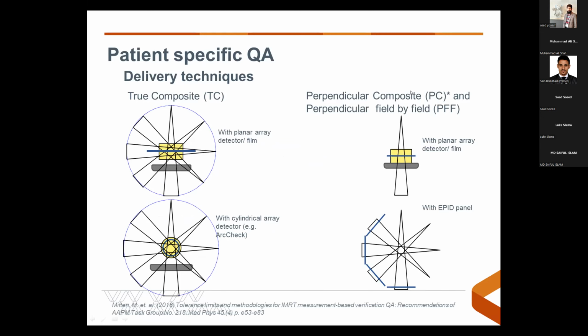Then perpendicular composite and perpendicular field-by-field technique. So this is when the beam is always perpendicular to your array. If you override all the gantry angles and place your array detector here, this is a perpendicular technique. If you deliver it field by field, then it's perpendicular field by field. If you deliver it all at once, it's a perpendicular composite. And same with the EPID panel, that's a perpendicular technique. TG218 says that using the EPID to obtain an integrated image for a VMAT arc is considered a perpendicular composite, not a perpendicular field by field.